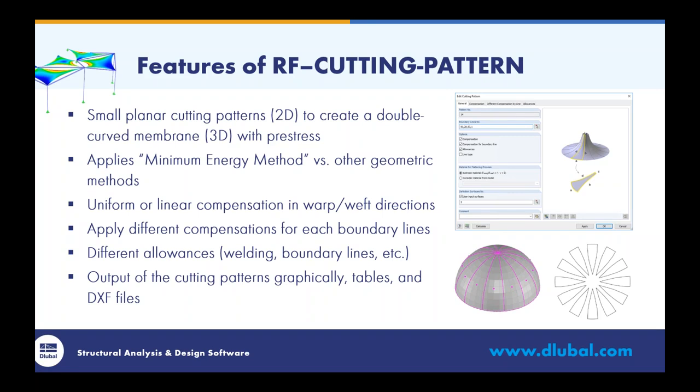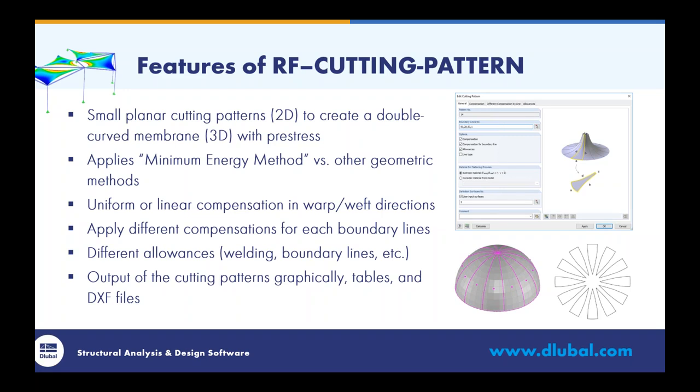Now, in addition, we also can take into account uniform or linear compensation in the warp and weft directions. Compensation is simply the amount that we need to deliberately shrink these panels to account for the elastic stretch of both the membranes and cables, as well as for the creep of the membrane. So over time, that membrane is going to continue to stretch out.